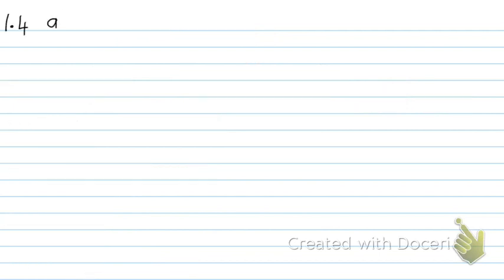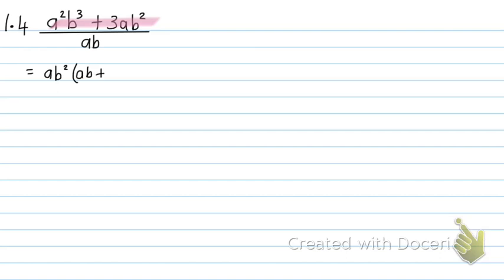Number 1.4. A squared b to the power 3 plus 3ab squared over ab. First I'm going to factorize the top. I'm going to take out a common factor of ab squared. So I'm left with a, and in brackets, I'm left with ab plus 3. And then below the line, ab.